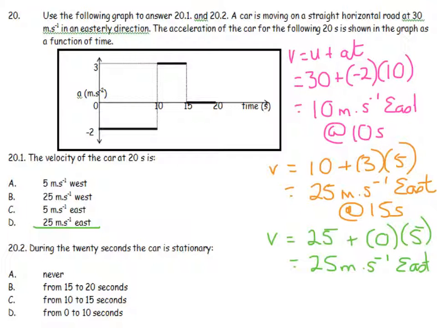During the 20 seconds, the car is stationary when? Now, if I take a look at what has happened to this car, it has gone to 10 meters per second, so it's slowed down, then it's speeded up again, and then it stayed at a constant velocity, but it actually never stopped. So it has been stationary never.